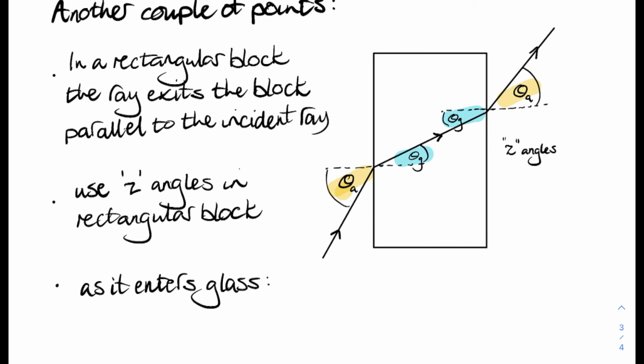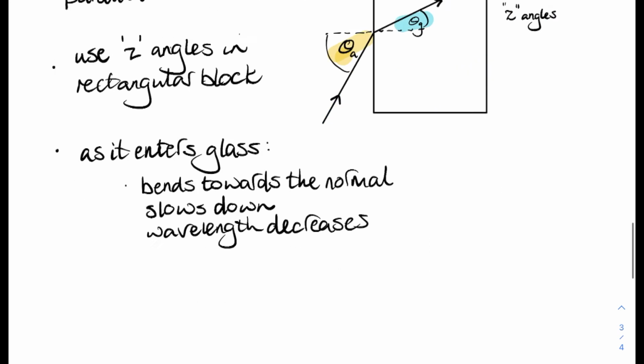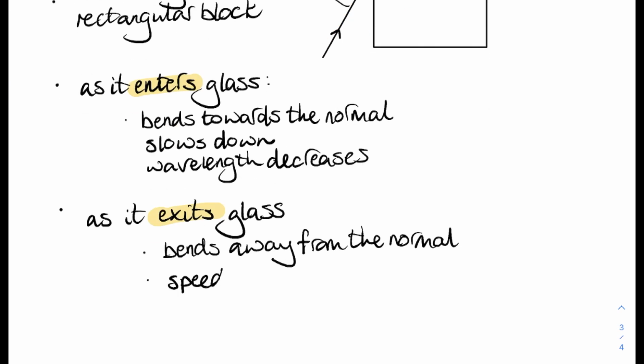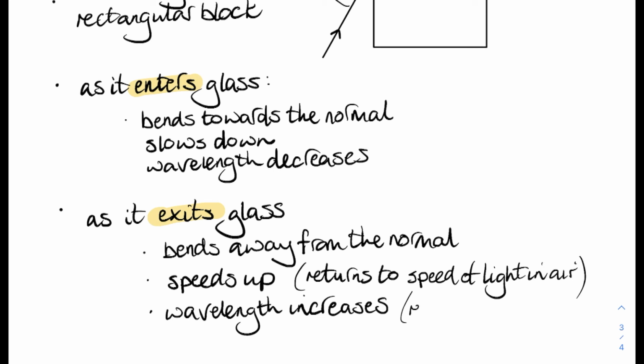And as it enters the glass block, remember, it bends towards the normal, it slows down, and the wavelength decreases. So as it exits the glass, it's going to bend away from the normal, it's going to speed up, and the wavelength will increase. And when we say speed up, we really mean it returns to the speed of light in air, and the wavelength returns to the wavelength in air.